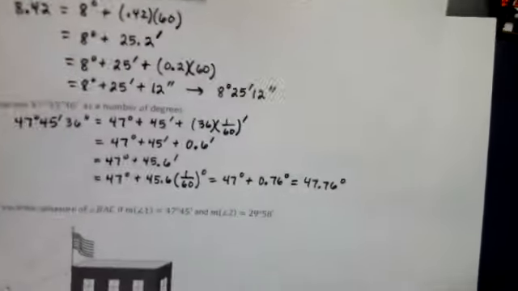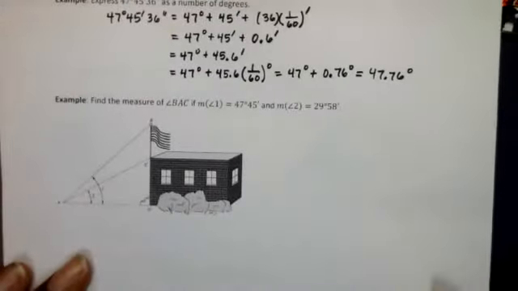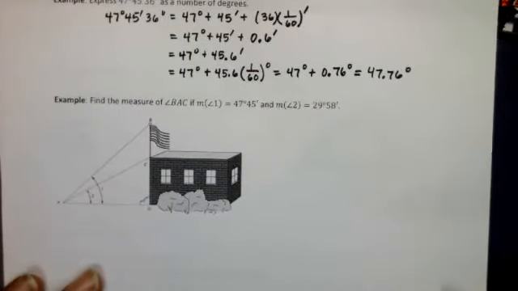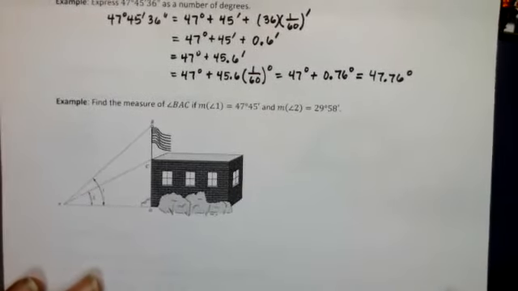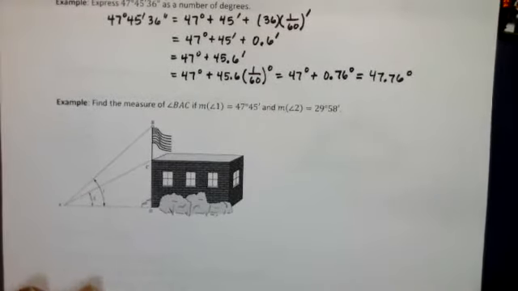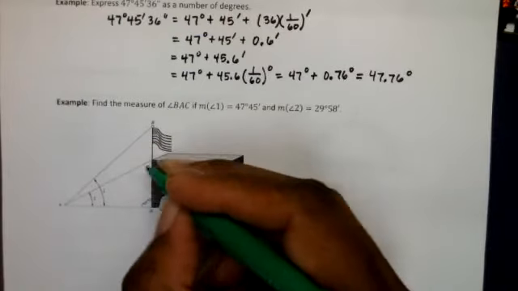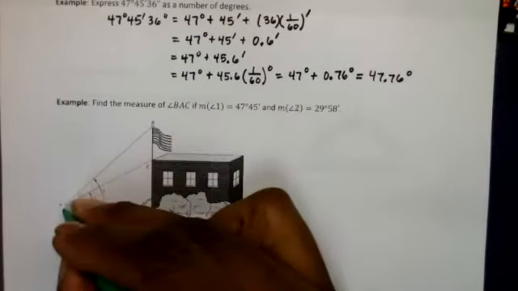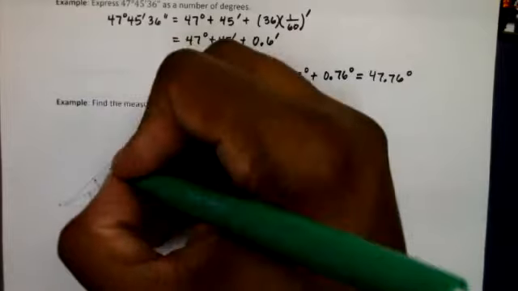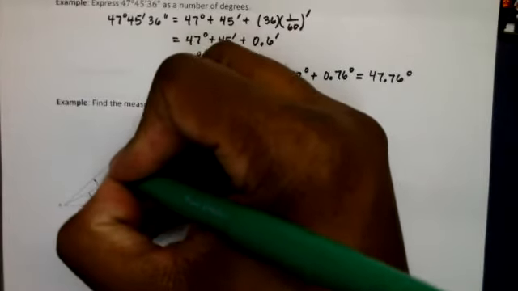All right, here's another example. Let's say I want to find the measure of angle BAC. If the measure of angle 1 is equal to 47 degrees, 45 minutes, and the measure of angle 2 is equal to 29 degrees, 58 minutes. Okay, so we're finding the measure of angle BAC. Here's B, that's A, and that's C. That's this angle measure that I'm trying to find.